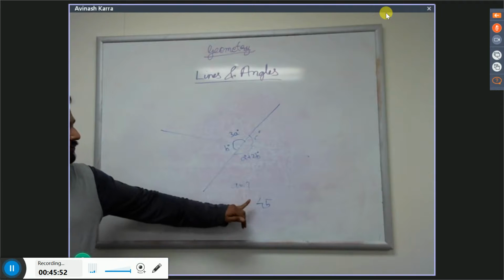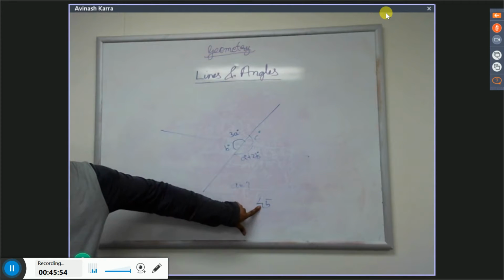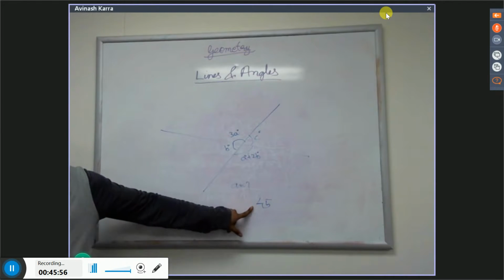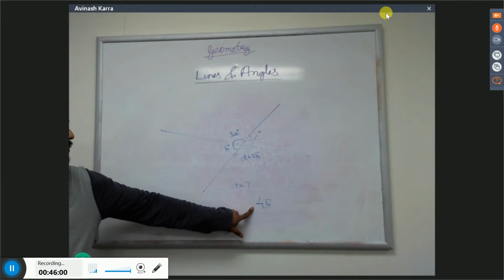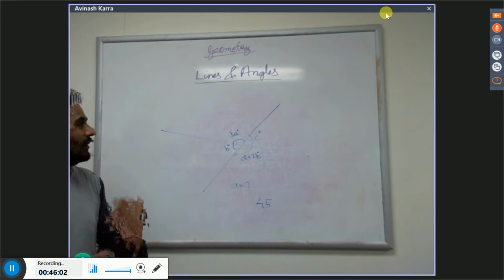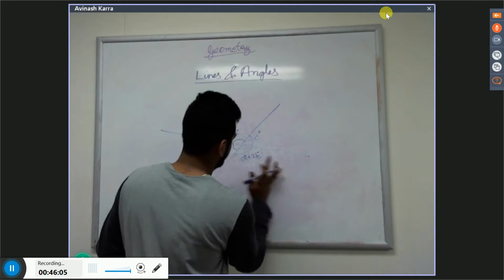Is there anyone who didn't get 45? Angle A, I got 60. Okay, let me explain it.